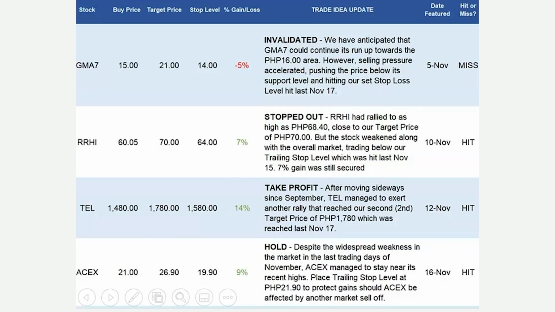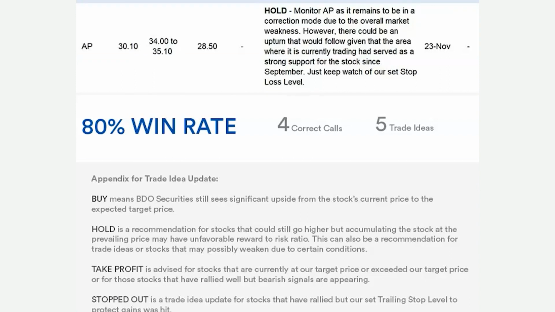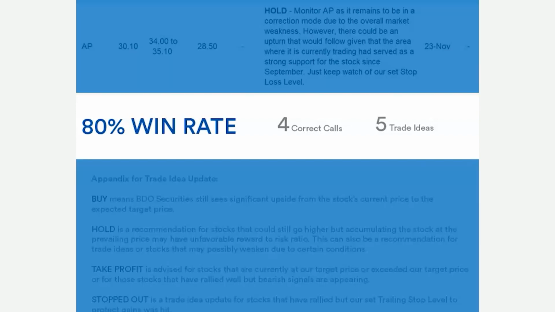Under the potential you could have earned investing in our ideas, we have a chart with our different ideas. As you can see, we have the stock ticker symbol, we have the buy price that we set in the month of November, the target price that we set, the stop level that we set, the percent gain or loss of our idea, and then we have the trade idea update. We also have the date that we featured this, and if we hit or missed our target. At the bottom of this table, we also feature the win rate. So in November, we had 4 correct calls out of 5 total trade ideas.